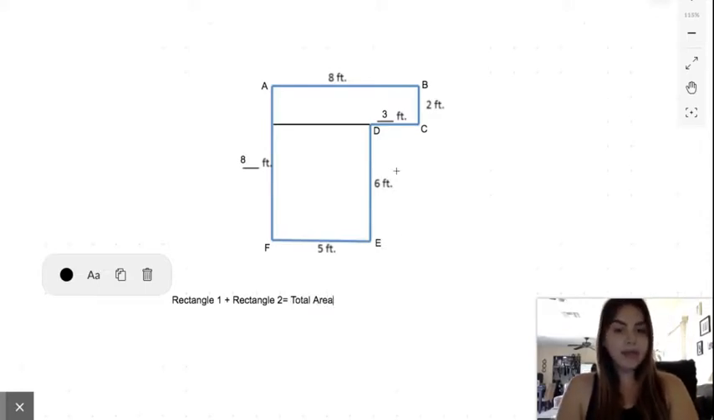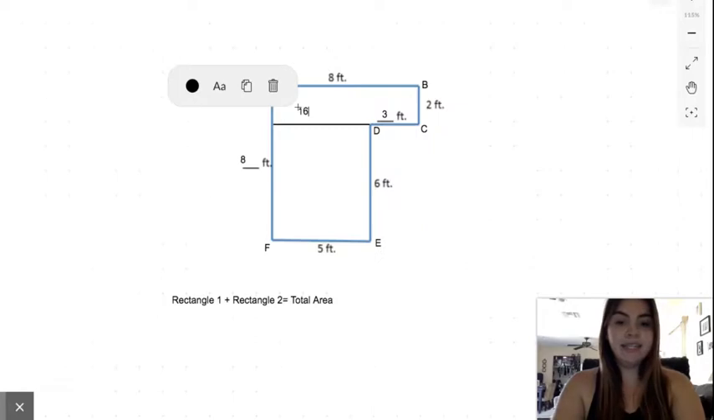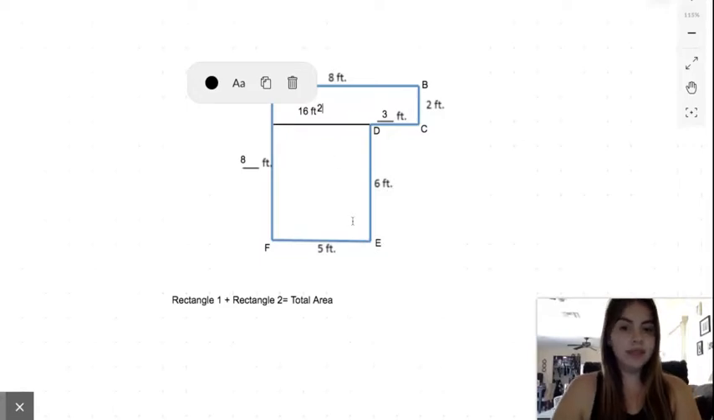So I want to find the area of rectangle 1. What is the area of rectangle 1? So we know to find the area of a rectangle, you would multiply 8 times 2, which is the base, times the height. If you multiply 8 times 2, you're going to get 16 feet. And then area is always squared, so we're going to add squared, just like that.